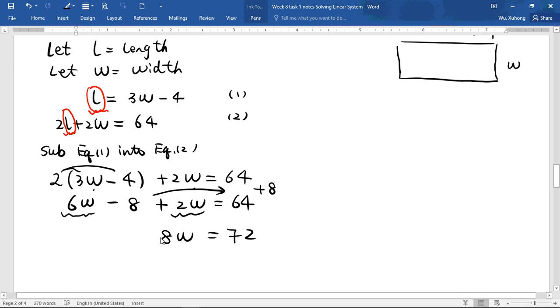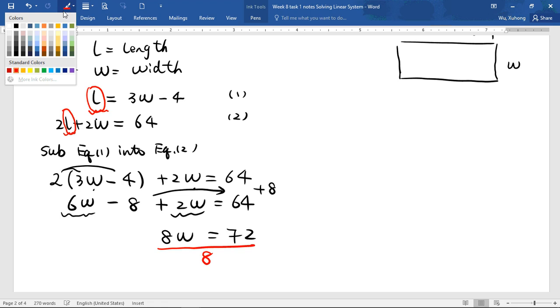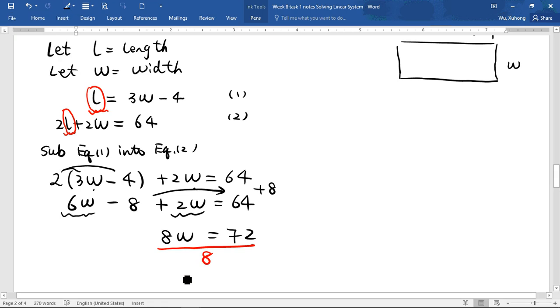When you move the 8 to the other side, do the opposite operation. Here is multiplication, 8 times W. Moving to the other side, the opposite operation will be divide. So 8 divided by 8 gives you 1. So W equals 72 divided by 8, which is 9. So the width is 9.